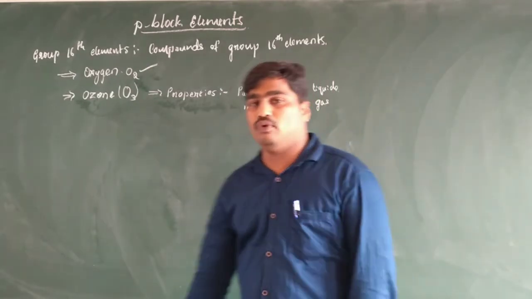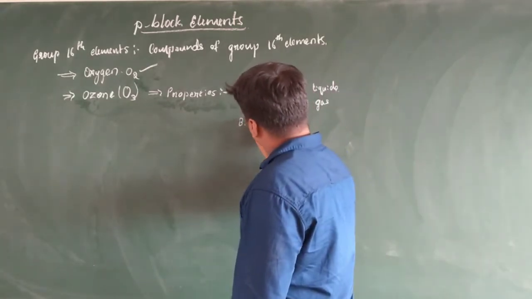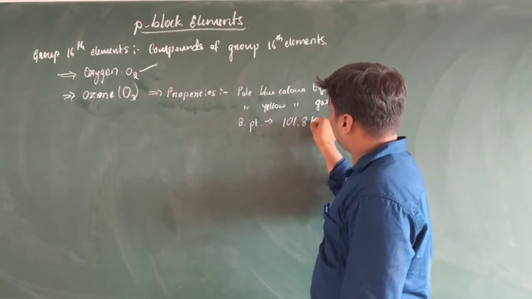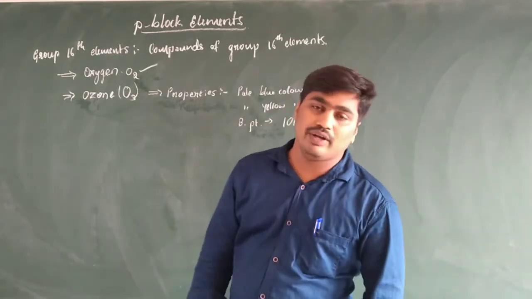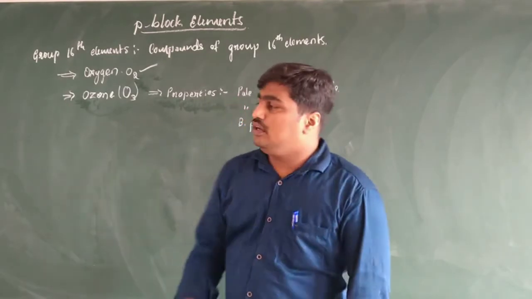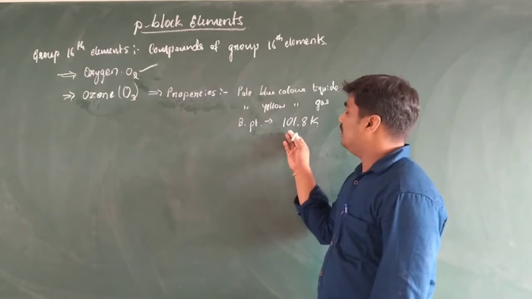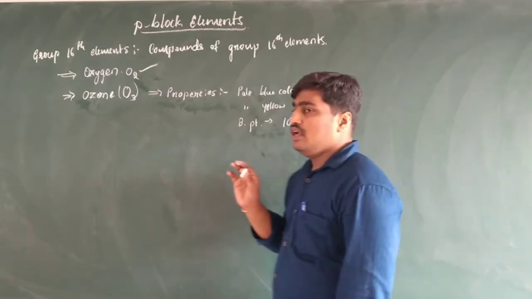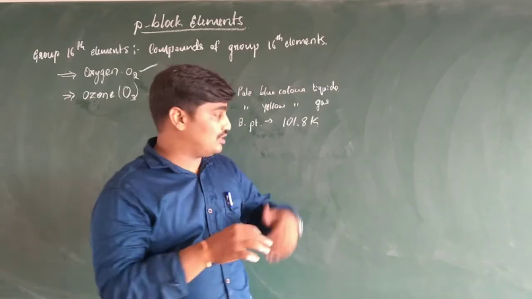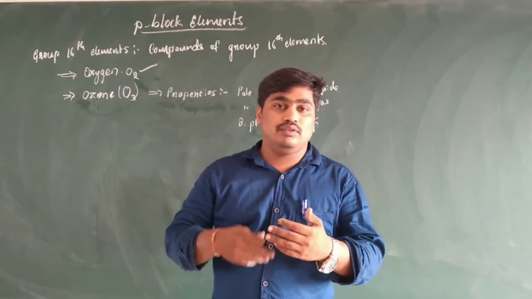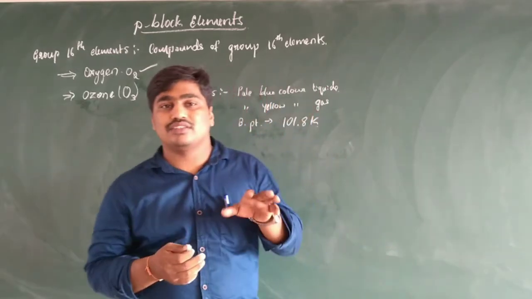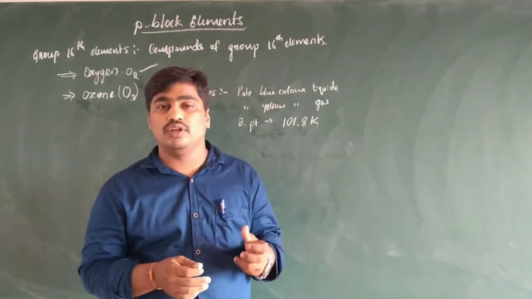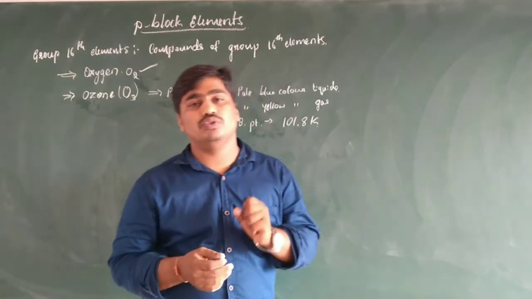The boiling point of ozone is 101.8 Kelvin. When you observe this boiling point, ozone becomes liquid below this temperature. Mainly, as we discussed in the previous cases, when ozone is produced, it becomes unstable. Ozone is highly unstable in the earth's crust. Because of that, carrying or preserving ozone is difficult.